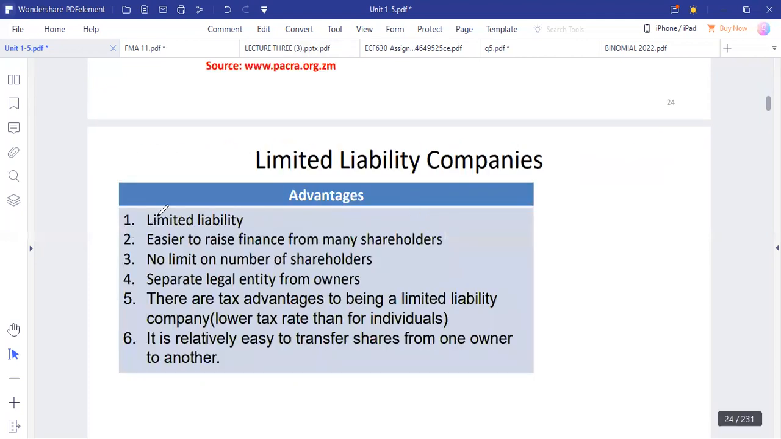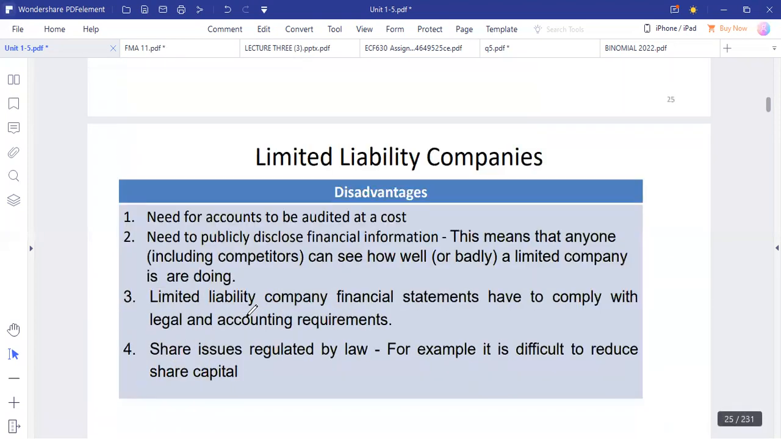So the advantages of having a company are, one, you have what? Limited liability. Two, it is easier to raise finance from the shareholders themselves, and there's no limit to the number of shareholders who could buy. So it's a separate legal entity from its owners. There are also tax advantages to being limited, meaning you have a lower rate than individuals. It's shared amongst them. Lastly, it is easy to transfer shares from one person to another. So when you decide to sell your shares, you can just auction them, or sell them at the stock exchange.